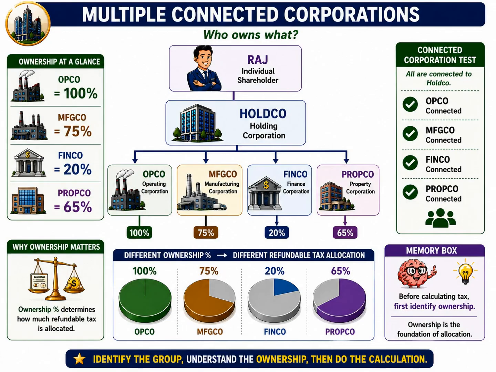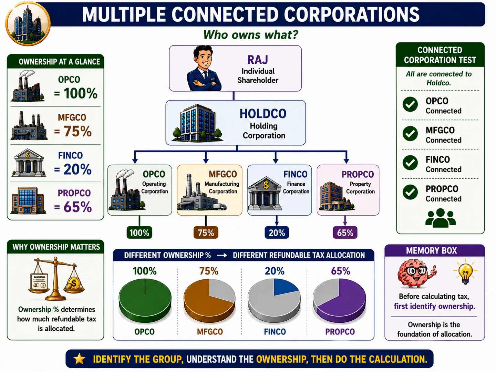Before we can calculate any RDTOH transfers or Part 4 tax amounts, we first need to understand the corporate group structure. This is always the first step in any multi-corporation tax problem. You cannot calculate the allocation until you know who owns whom. At the top of the structure is Raj, the individual shareholder. Raj owns Holdco, which serves as the parent corporation for the group. Holdco then owns interests in several different corporations.